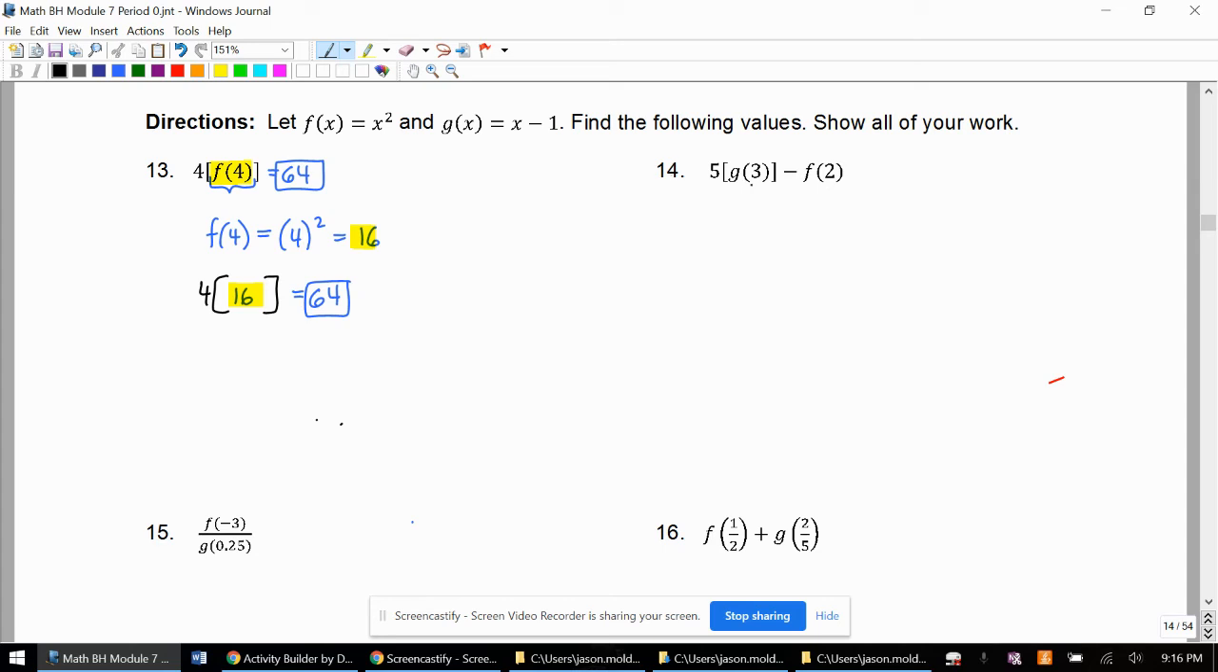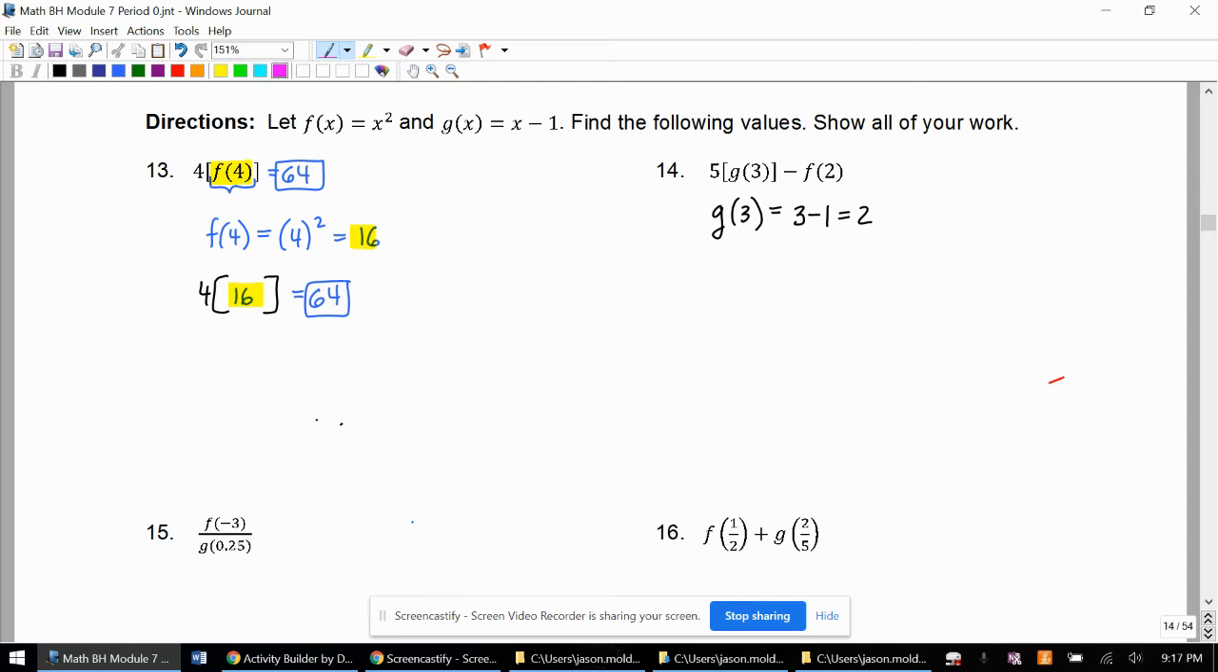We'll do the same thing on this one. This one says 5 times g of 3 minus f of 2. So we'll start with what is g of 3? So when we plug 3 into the g function, we get 3 minus 1, because we're going to plug in 3 for x, which is 2.